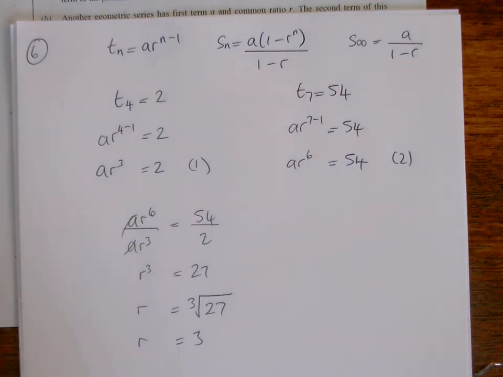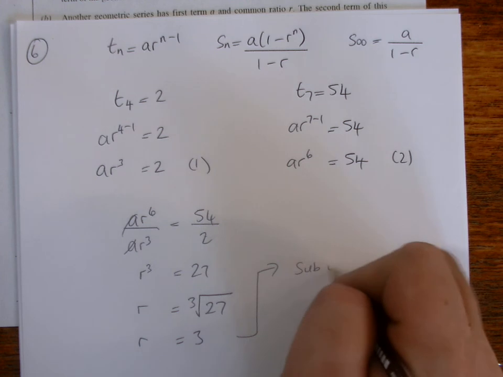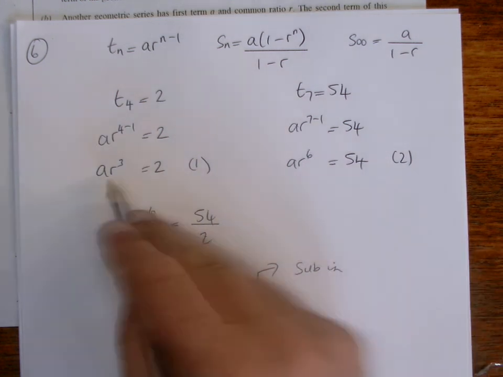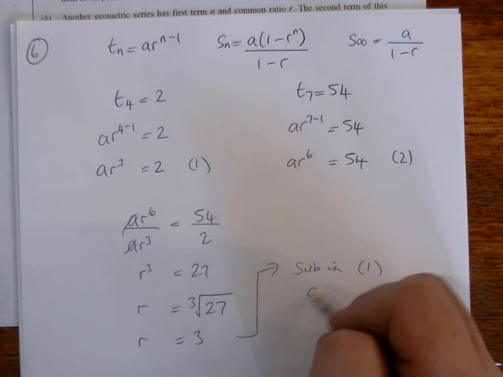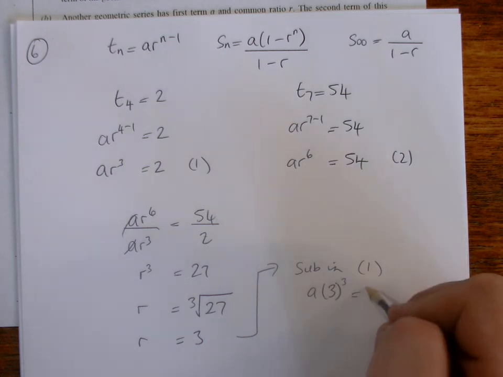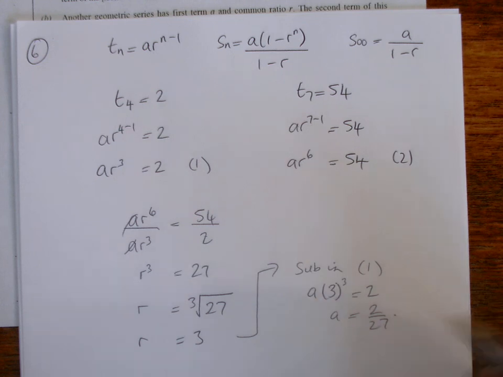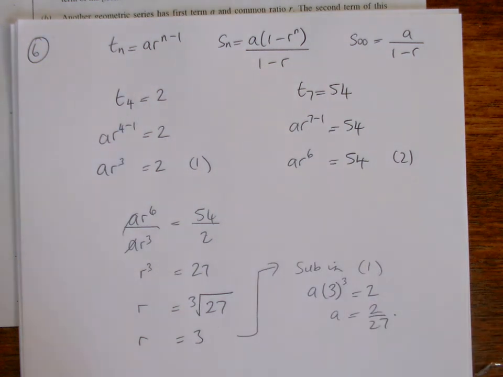Part 2 is to find the sum of the first 10 terms of the series, giving your answer correct to 1 decimal place. Of course, once you've got r, you need to work out a. So if we sub that into equation 1, we've got a times 3 cubed equals 2. 3 cubed is 27, so a will be 2 over 27. Not very nice, but that's what it is.